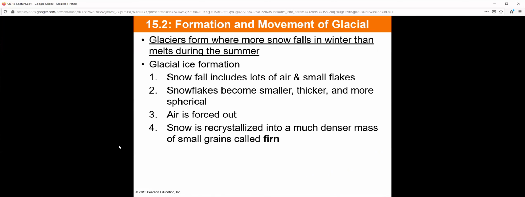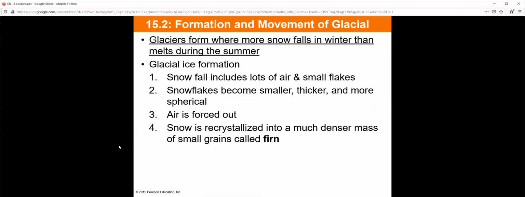Glaciers form where snow falls in winter and doesn't fully melt during the summer, right? Glacial ice formation occurs, 1, through snowfall, including lots of air and small flakes. 2, snowflakes becoming smaller, thicker, and more spherical. 3, forcing the air out. And then 4, the snow is recrystallized into a dense mass of small grains that we call firn. So the snow falls and compacts. That's how you get your glacier.